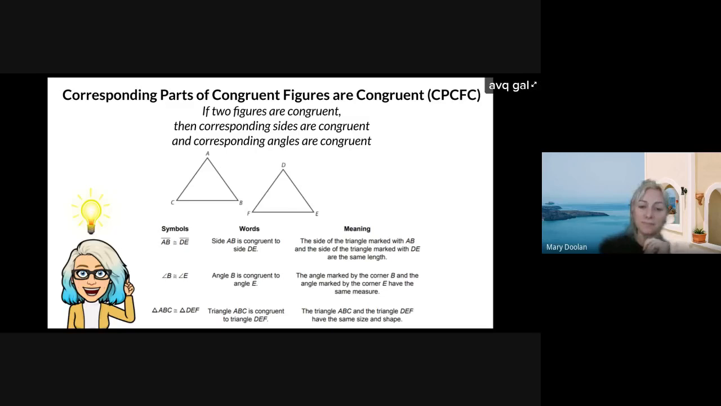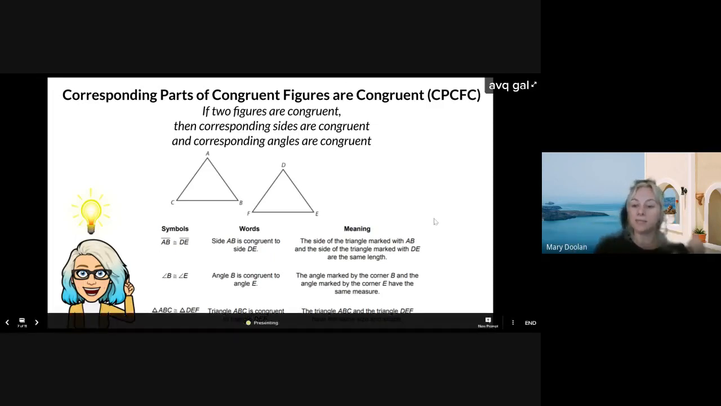And then the next row down, we read that as angle B is congruent to angle E, which means the angle marked by the corner B and the angle marked by the corner E have the same measure, the same number of degrees. And then the last row, triangle ABC is congruent to triangle DEF, is how you read that. And it means that triangle ABC and triangle DEF have the same size and shape. They are congruent.